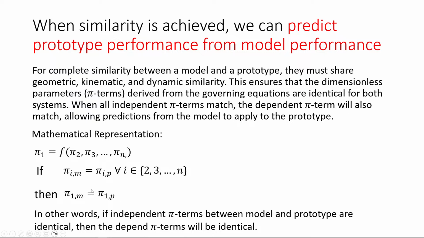So basically, in other words, if the independent terms between model and prototype are identical, then the dependent term will also be identical. And then I could make inference. Whatever I learn from my physical model, I can scale it back to the prototype.